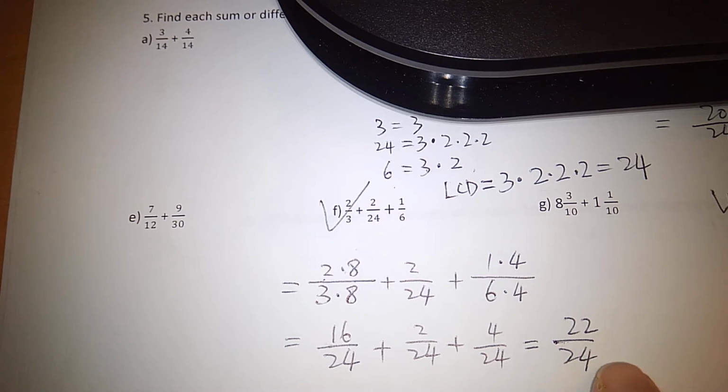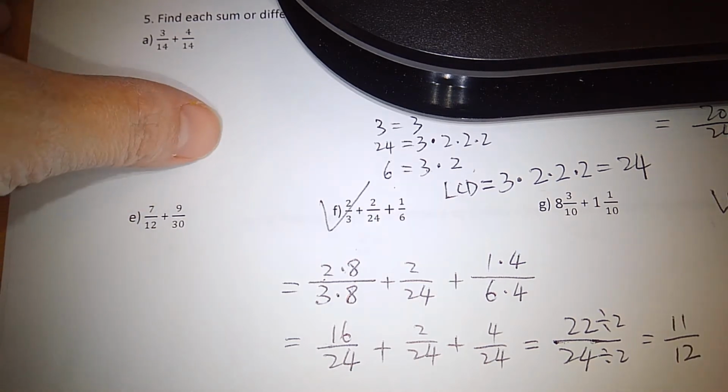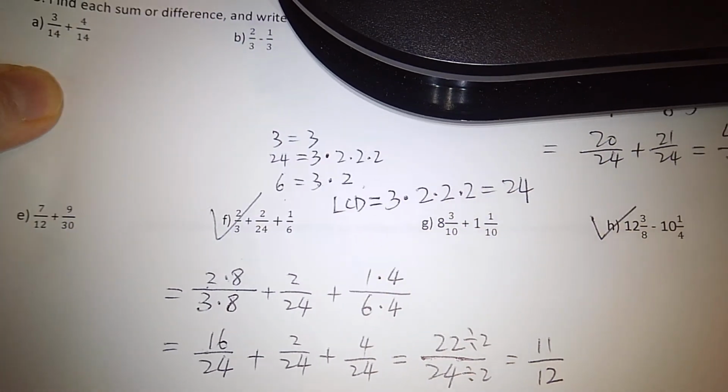But is this in the lowest terms? 22 over 24, same. What is the common factor? 2, right? So divide by 2 from both top and bottom. Give us what? 11 out of what? 12. Right?